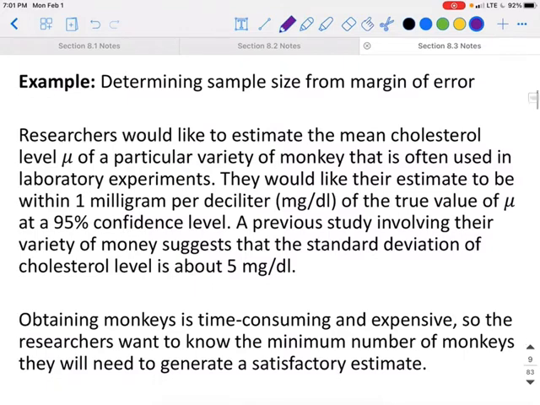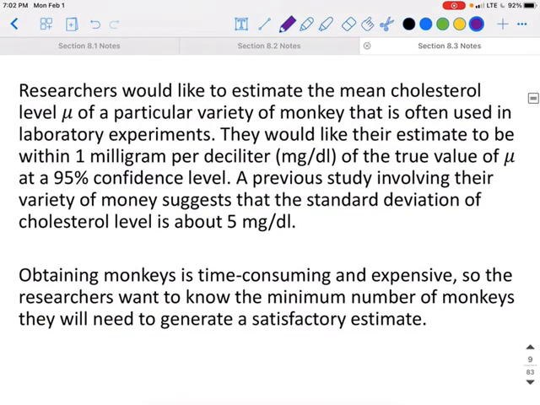So researchers would like to estimate the mean cholesterol level, mu, of a particular variety of monkeys that are often used in laboratory experiments. They would like their estimate to be within 1 milligram per deciliter of the true value of mu at a 95% confidence level. A previous study involving their variety of monkeys suggests that the standard deviation of cholesterol level is about 5 milligrams per deciliter. Obtaining monkeys is time-consuming and expensive. So the researcher wants to know the minimum number of monkeys that would be needed to generate a satisfactory estimate.